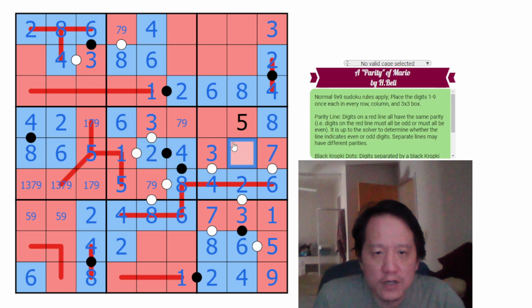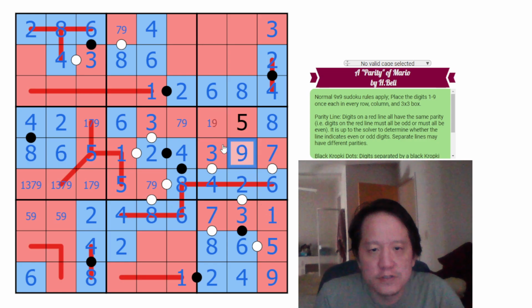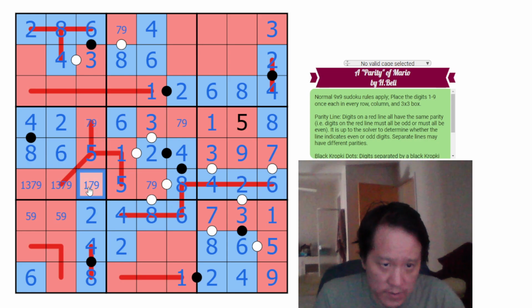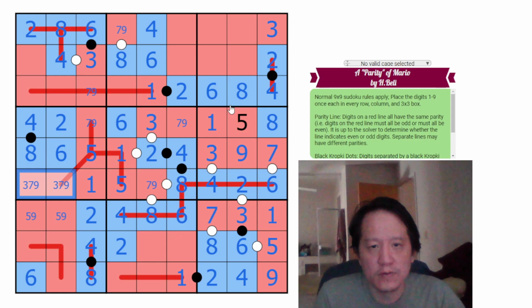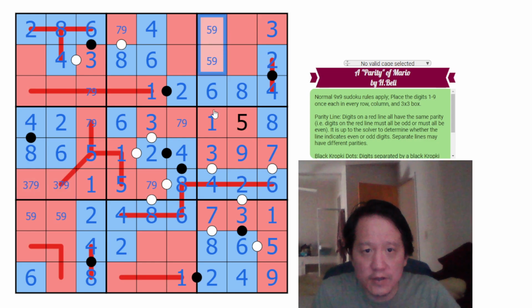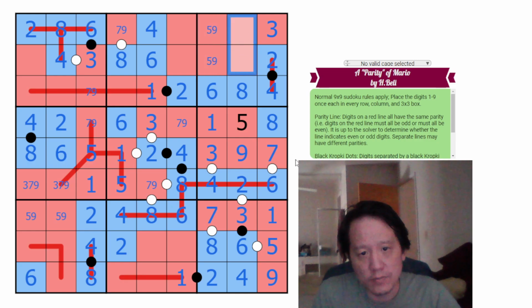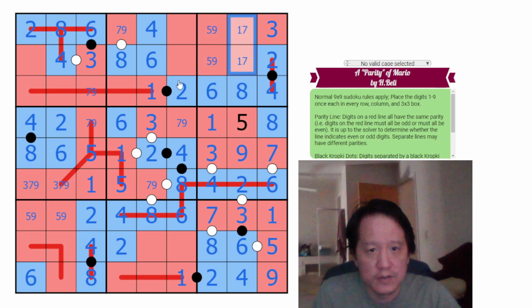We have 1 and 9. So this is 9. This is 1. This can't be 1, so it's 7 or 9. This is also 7 or 9, so this has to be 1. There is no 1 here. We have this being 5 and 9. This is 1 and 7. This we have 3, 7, and 9.